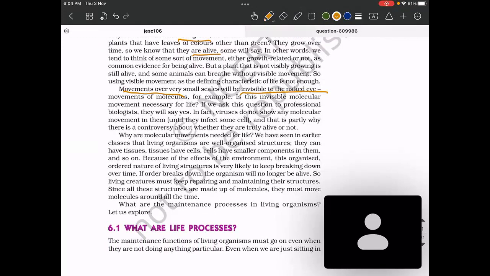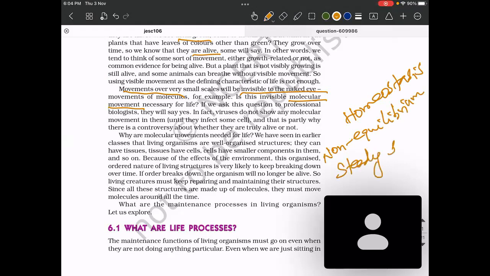The first answer I got for this question was molecular movement. Yes. Now there is something called homeostasis, a term called what? Homeostasis. And then another important aspect called non-equilibrium steady state. Sir, what is homeostasis? Yeah, I'm coming to that.